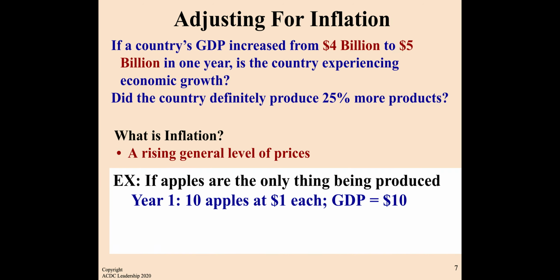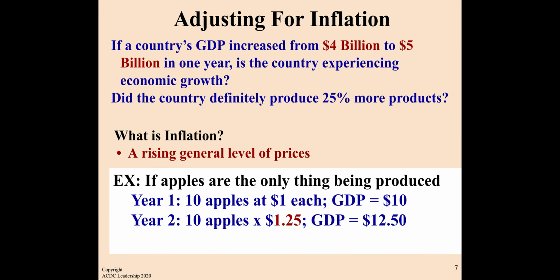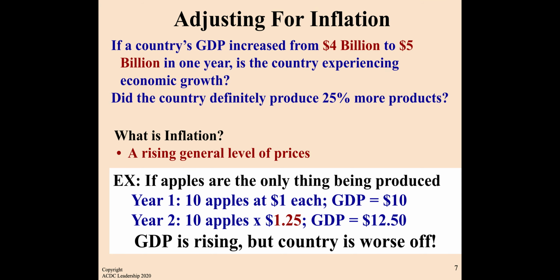Let's say apples are the only thing being produced. In year one, if you have 10 apples at $1 each, your GDP is $10. In year two, if the price goes up to $1.25, your GDP is $12.50. The GDP is rising, but the country is worse off.